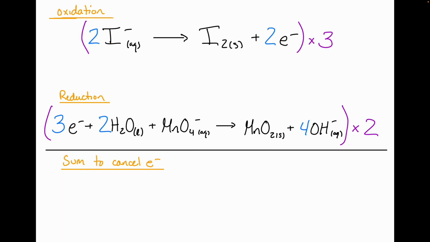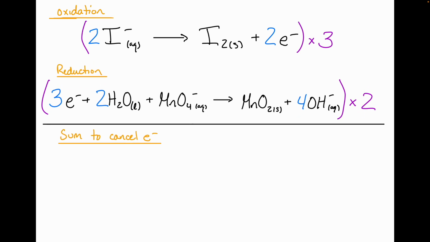All right, so the sum of these two reactions here, let's see if I can write small enough to fit it all in, is my 2 iodide ions plus these 3 electrons plus 2 waters. Oh, no, I'm not. What am I doing wrong? Yeah, I'm not adjusting my coefficients here. All right, start it over.